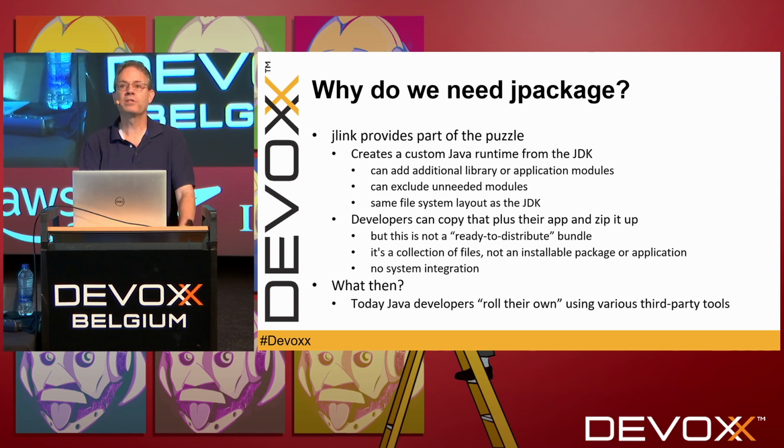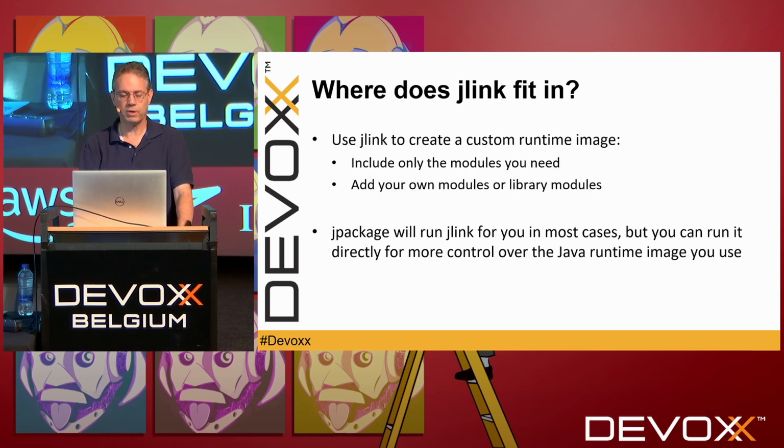So what then? As I mentioned earlier, today's Java developers are stuck either using their own custom code with whatever packaging system the native tools give you, like Wix, or you could use the Xcode installers for Mac. But you have to write a lot of your own custom code to do that, or you use various third-party tools, one of the ones that's out there. So as I mentioned, jlink is used with jpackage to create the custom runtime.